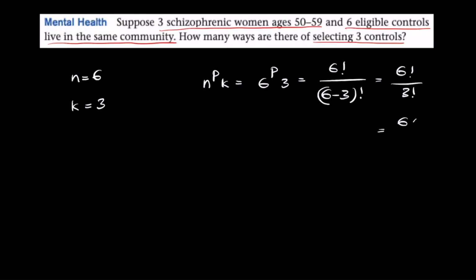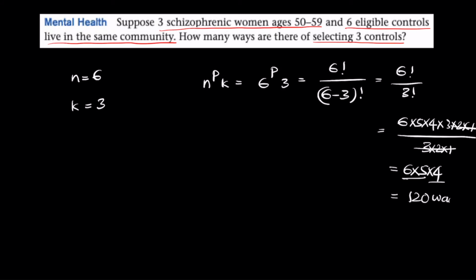So you can write it as 6 times 5 times 4 times 3 times 2 times 1 over 3 times 2 times 1. So that becomes 6 times 5 times 4. So 6 times 5 is 30, 30 times 4 is 120. So there are 120 ways of selecting the controls. So let's take another example.